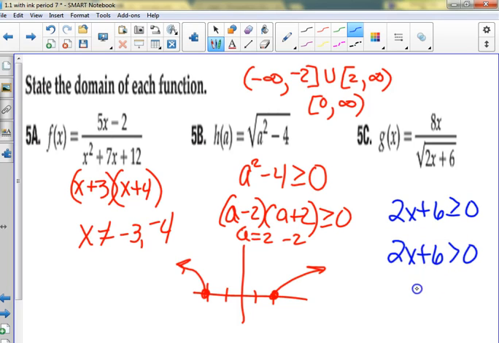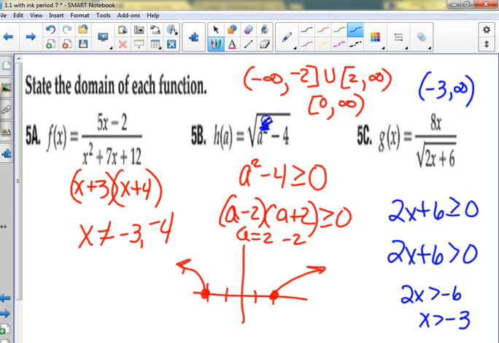All right, so if we solve this, we get what? x is greater than negative 3. That's it. So the domain is negative 3 to infinity. Okay, don't overthink these. This one was icky.